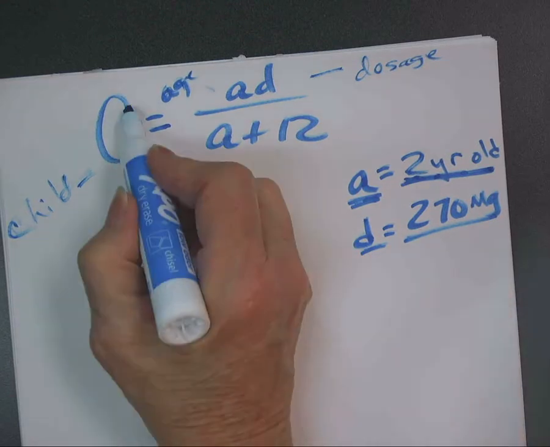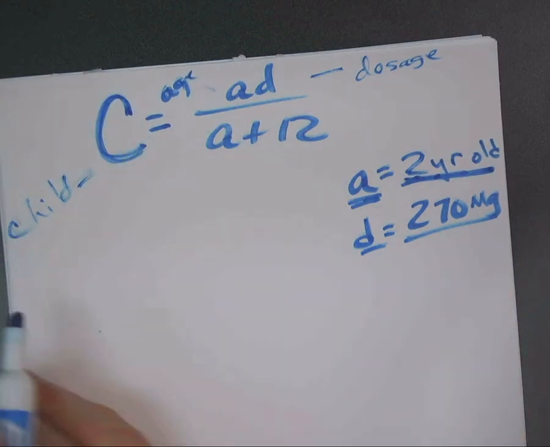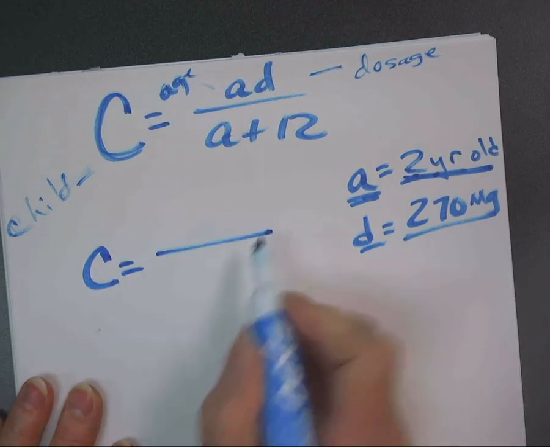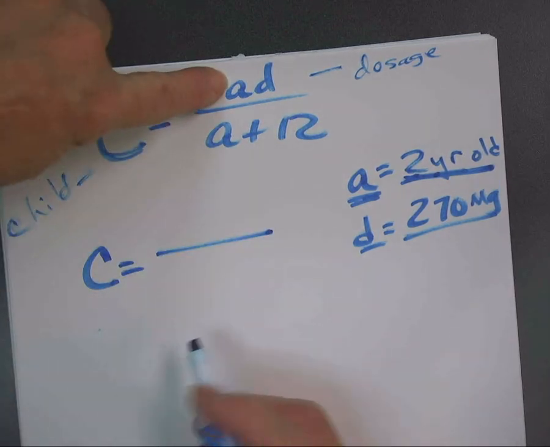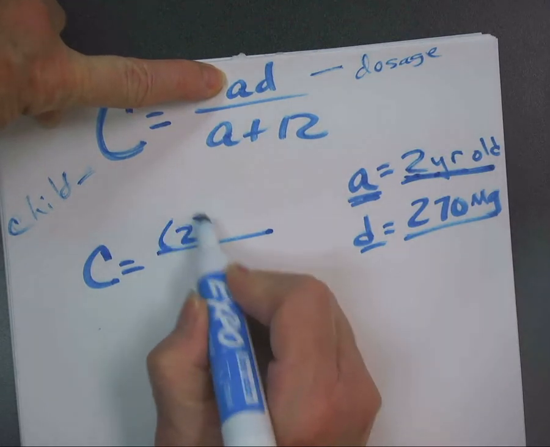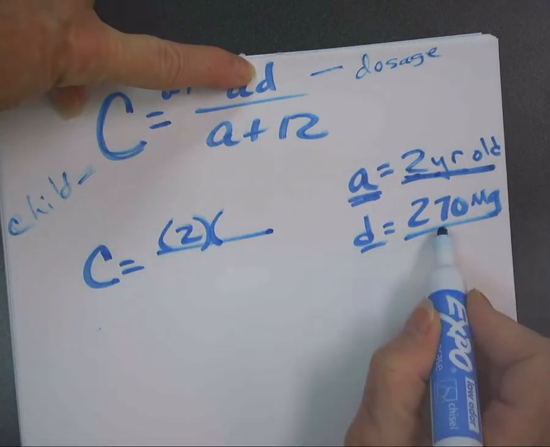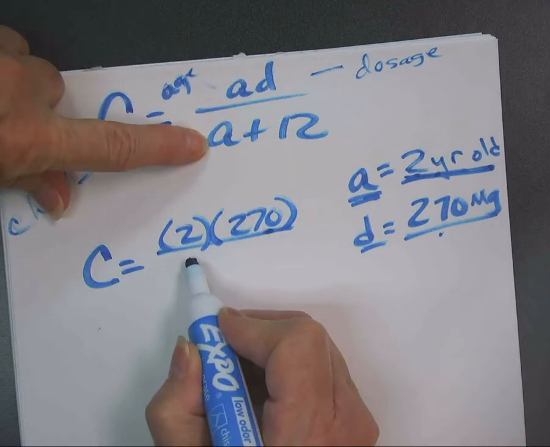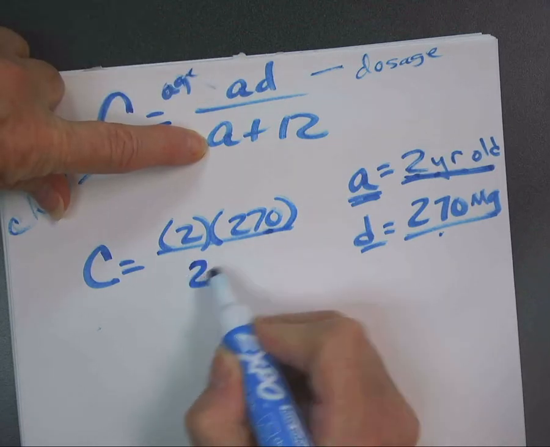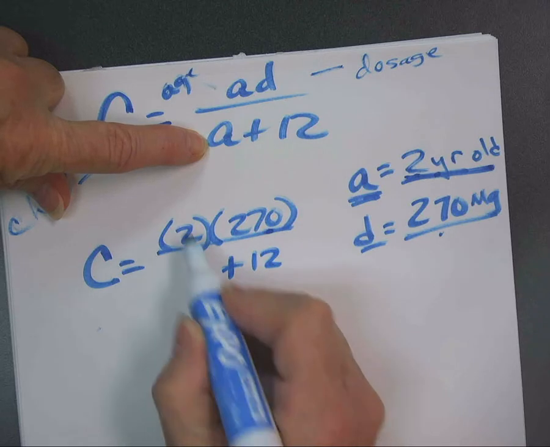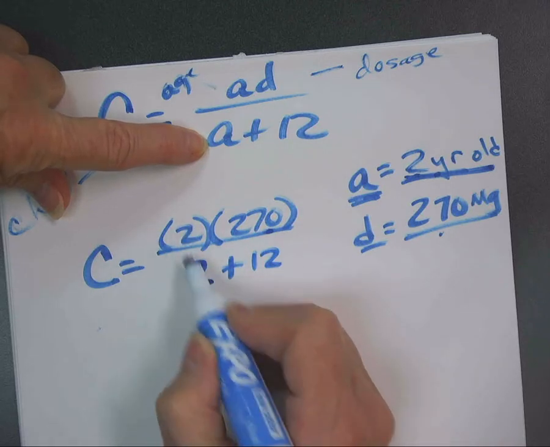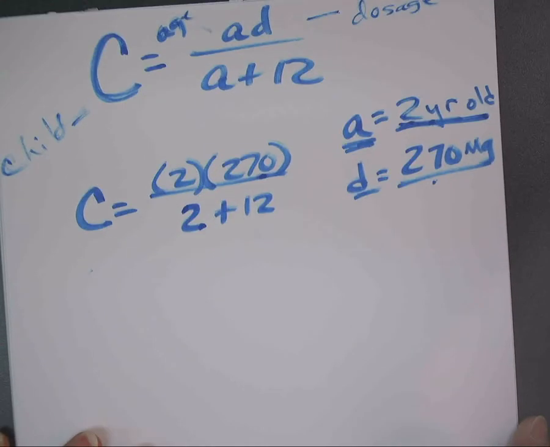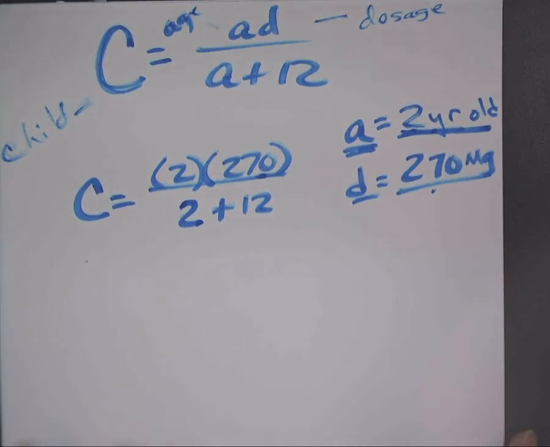What we're looking for is the child's dosage. So you leave the C there. And the A, we said was 2. The D is 270. And then we have the A, don't leave the A there, make sure and put it in both of these places, not just one of them. You don't want an A and a C. You just need one unknown.